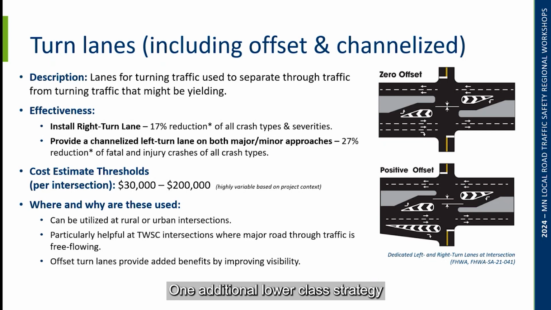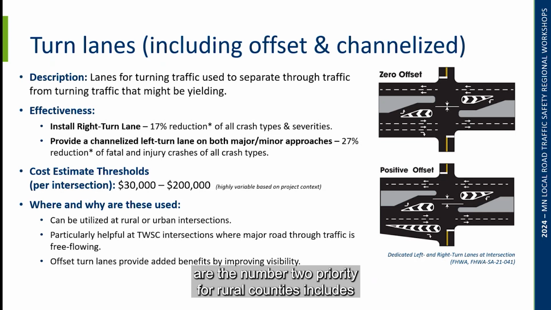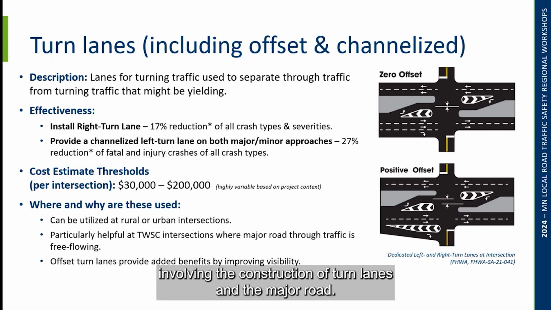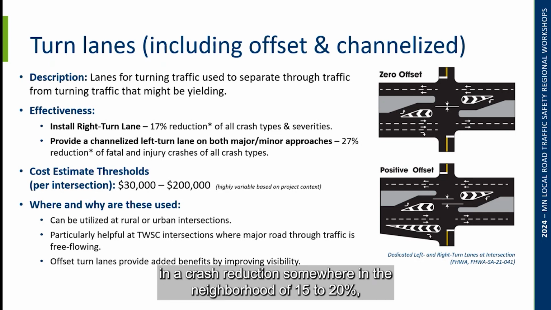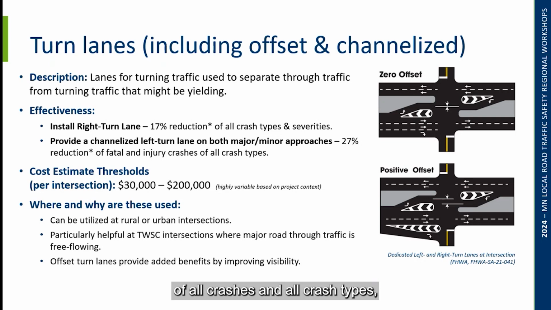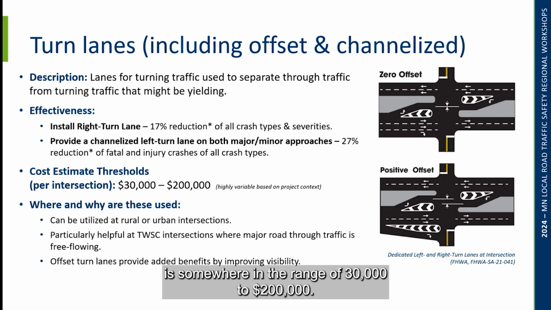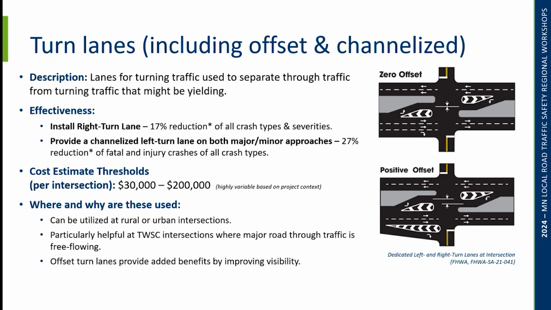One additional lower cost strategy for rural intersections, again, the idea being safety concerns at rural intersections are the number 2 priority for rural counties, involves the construction of turn lanes on the major road. Providing these turn lanes has resulted in a crash reduction somewhere in the neighborhood of 15 to 20% of all crashes and all crash types. And the cost of providing the left turn lanes is somewhere in the range of $30,000 to $200,000.